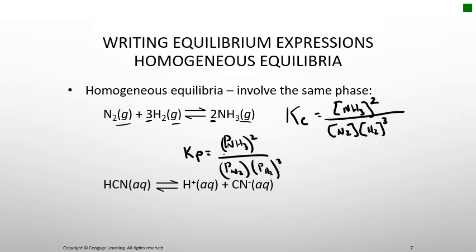As we look at our second system, notice that all of these are aqueous. As a result of that, I cannot do the Kp because they will not have any partial pressures. So all I can do for this one is a Kc, and my two products would be H+ and CN-, and then I would have the HCN in the denominator. All of our coefficients are 1s, so they're not raised to any other power other than 1.